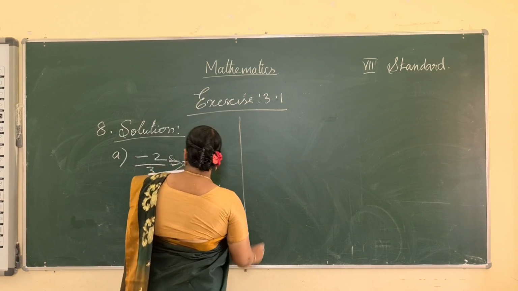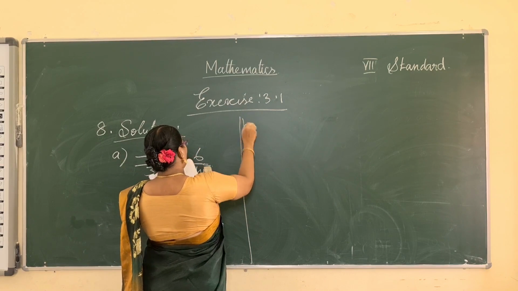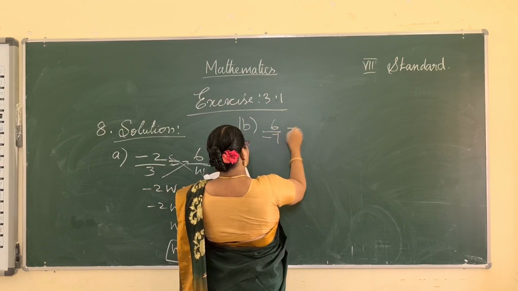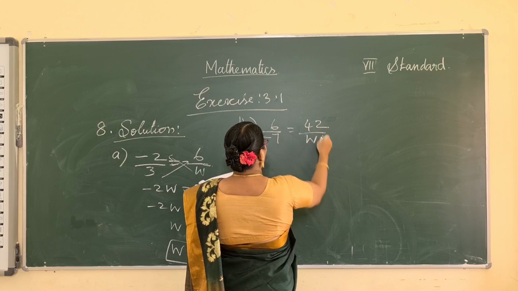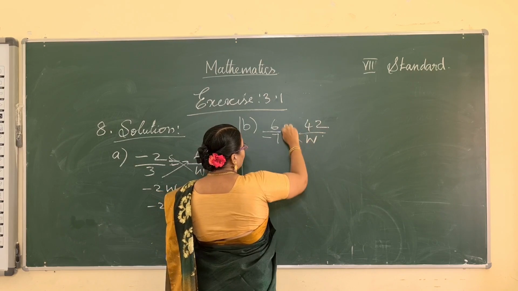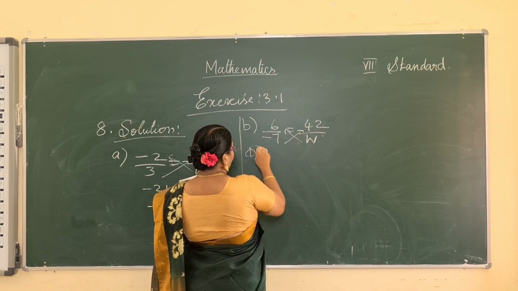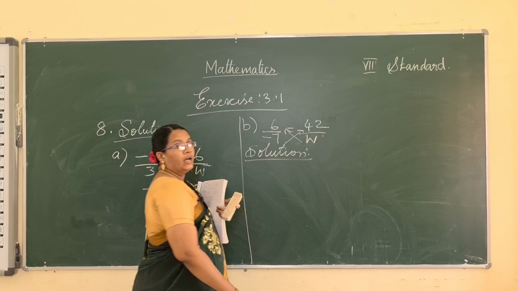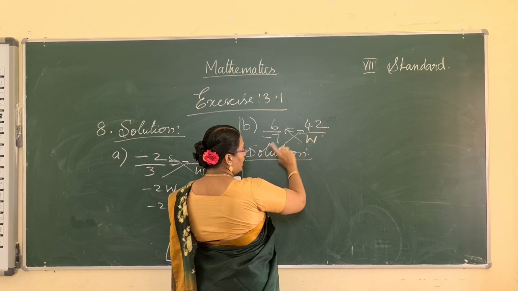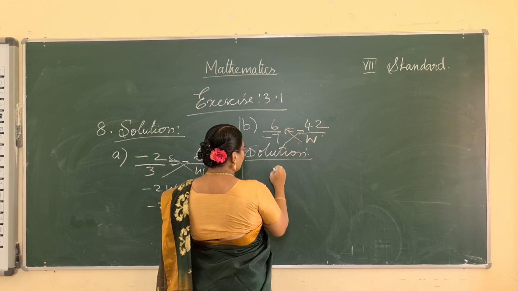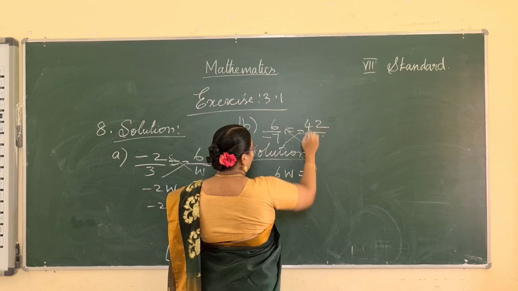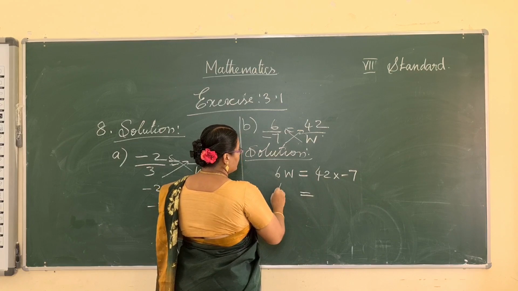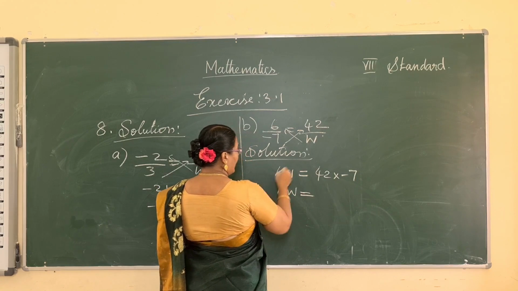Okay. And see the next one, B problem. 6 by minus 7 is equal to 42 by W. So it's also cross multiply. Equivalent rational numbers are given. Equal is given, so equating the rational numbers, cross multiply. 6W is equal to 42 into minus 7. So 6, you can directly cancel.